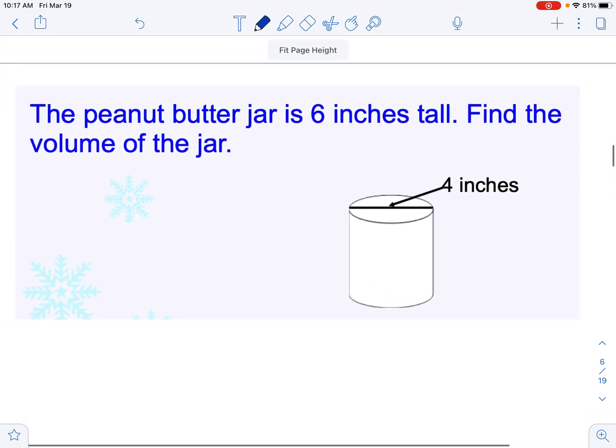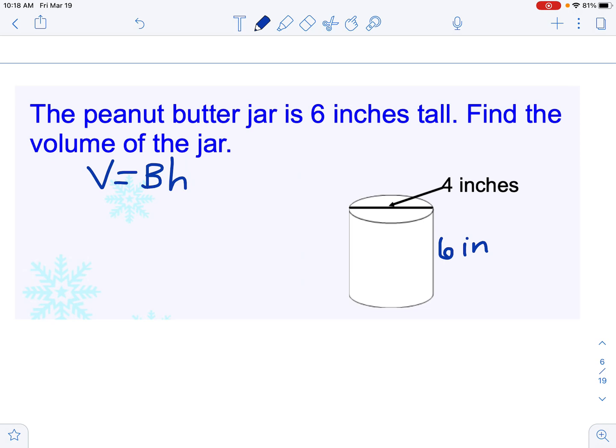Then we have the peanut butter jar is 6 inches tall. Find the volume of the jar. So we know it's 6 inches tall and we know the diameter is 4 inches. Remember, volume is area of the base times height. Since our base here is a circle, the area of a circle is 3.14 times r squared, and then we have times height.